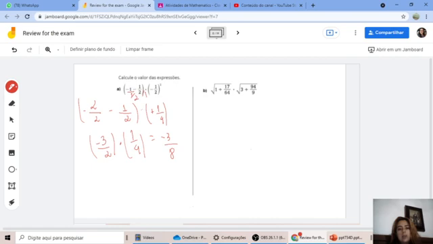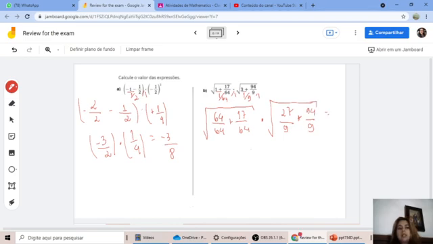In the second example, I need to find the MMC here between 1 and 64, which is 64. And then I have the square root. 64 divided by 1 is 64, times 1 is 64. 64 divided by itself is 1, times 17, 17. Times, again I need to do the MMC, between 9 and 1, which is 9. 9 divided by 1 is 9, 9 times 3 is 27. 9 divided by 1 is 1, times 94, 94.